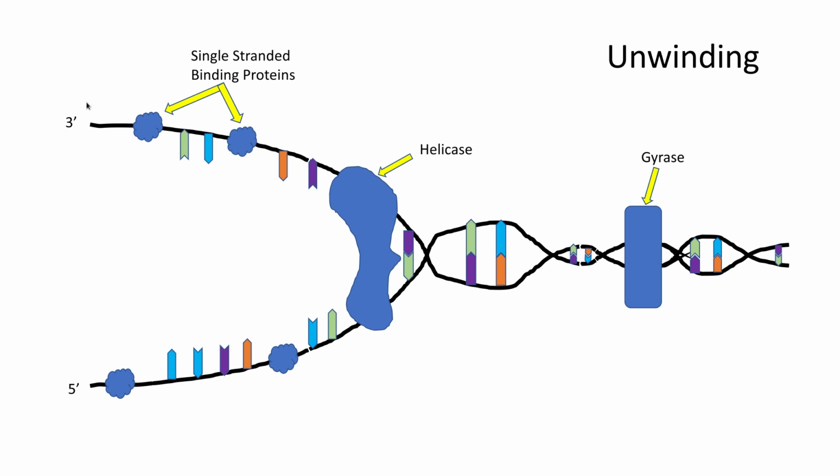To stabilize the newly separated DNA, single-stranded binding proteins attach along each strand. As the helicase unwinds the DNA, torsional stress is induced along the DNA. To relieve the stress and prevent supercoiling, the gyrase enzyme binds ahead of the replication fork.